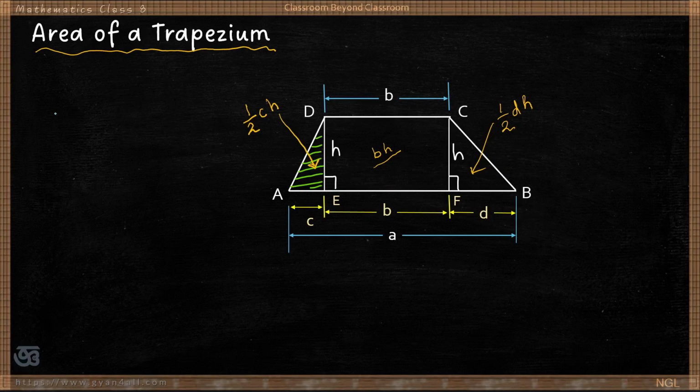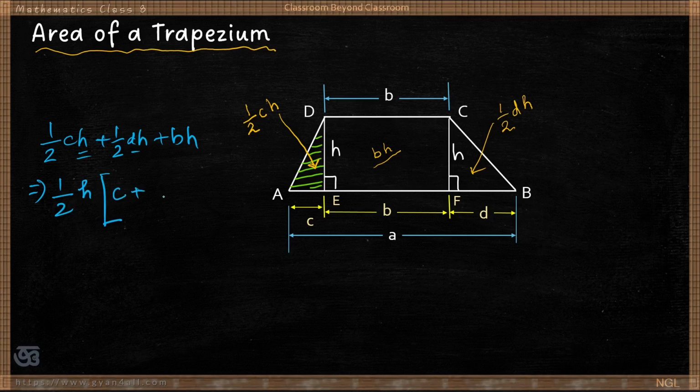Now what is the area of the whole trapezium? That is equal to half of ch, that means the first triangle, plus half of the right side triangle, that is dh, plus the area of the rectangle, that is equal to bh. Now you see we can take half of h common from this, and then there will be c plus d plus b. It should be twice b, then only this 2 and 2 will get cancelled, it will be bh.